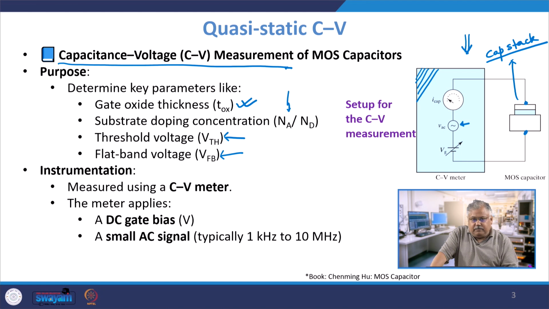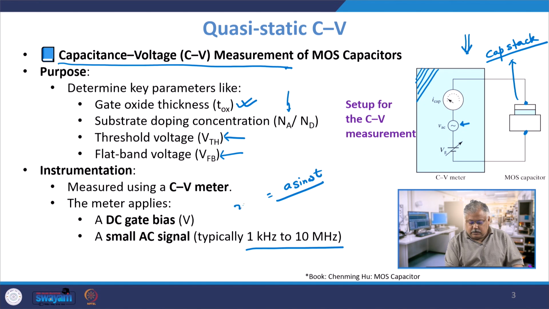So, we have used a CV meter, a DC gate bias, and a small AC signal, which is varied from 1 kilohertz to 10 megahertz, and the signal primarily looks something like this. This is VAC. So, your VAC is approximately equal to A times sin omega t, where A is the peak amplitude of the input signal.